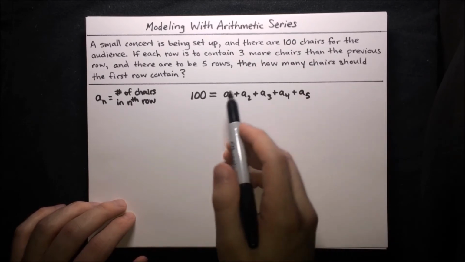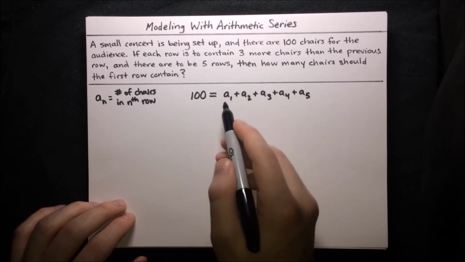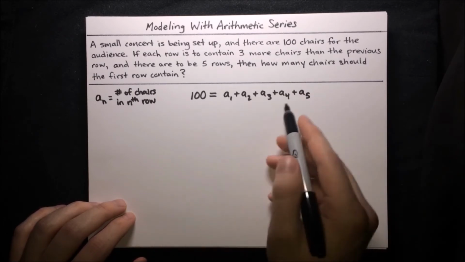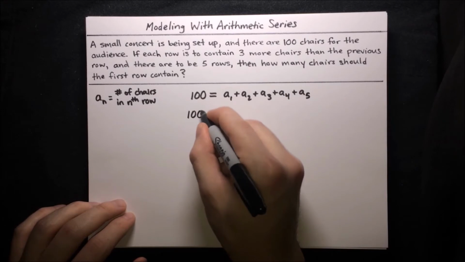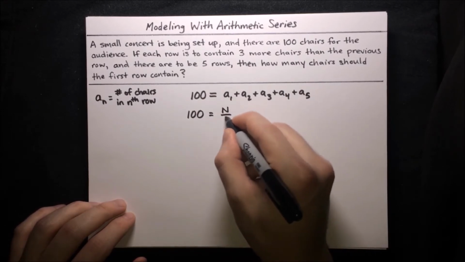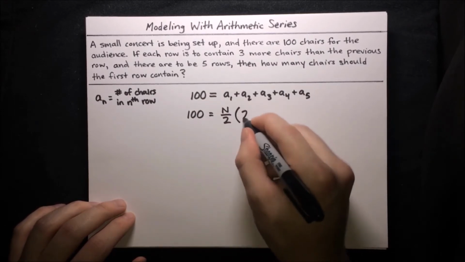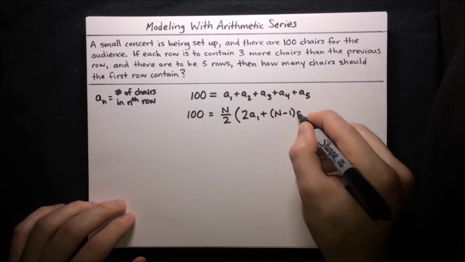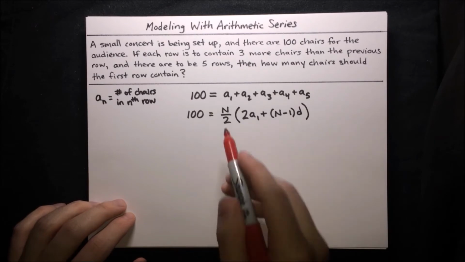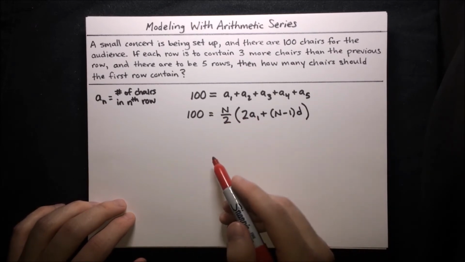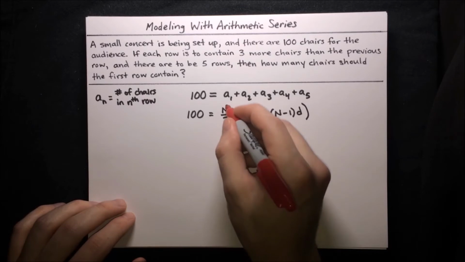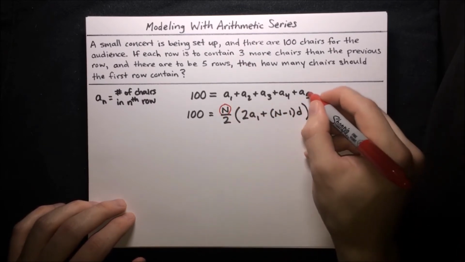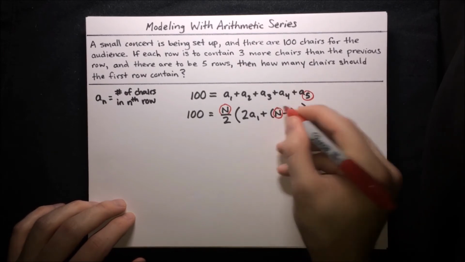Again, we can simplify the situation a bit by writing the right-hand side, the sum, using the sum formula for the first n terms of an arithmetic sequence. So 100 is equal to n over 2 times the quantity 2a_1 plus n minus 1 times the common difference. Now we just have to fill in some information here. First of all, what is n? n is the number of terms we're adding up, all the way to a_5, so n is 5.